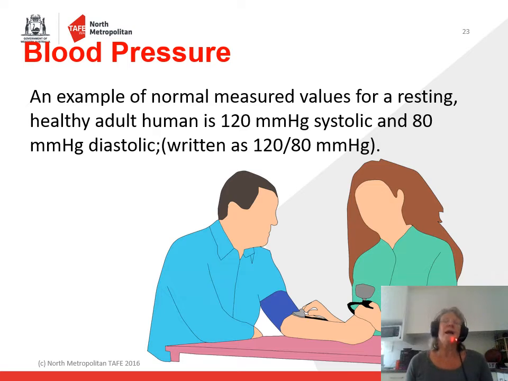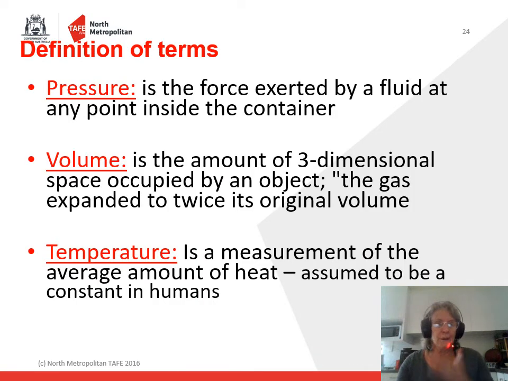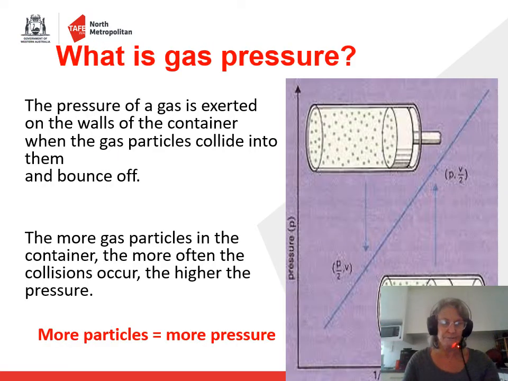So if you're looking at a bell curve, and you're looking at people between the ages of about 20 to 35, 40, 120 over 80 is a nice healthy blood pressure. You definitely have to know these terms and be able to define these terms for your blind assessment. So memorize them. Get out your flip cards and memorize them.